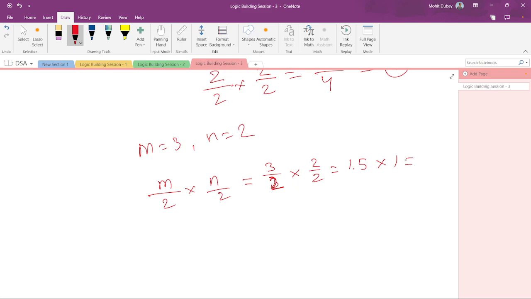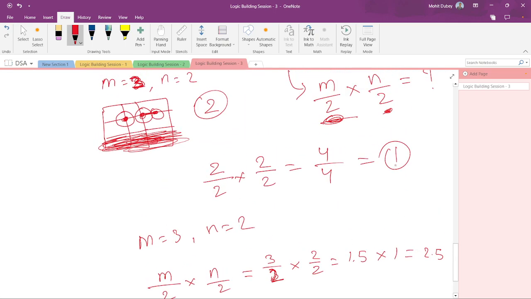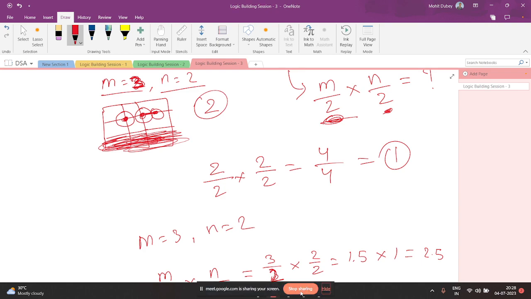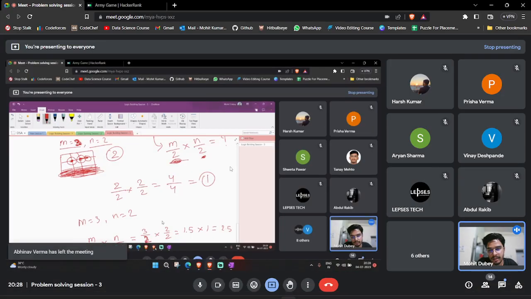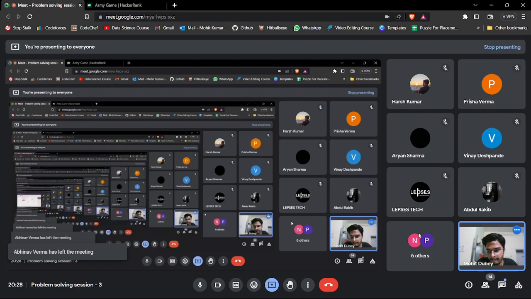So I can say that the answer should be 2.5. But the answer in this case was how many? Can anyone let me know? While m was 3 and n is 2, the answer is... just reply, anyone. If you have understood the question, just give me a reply.